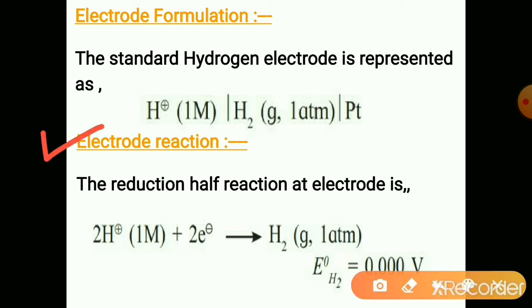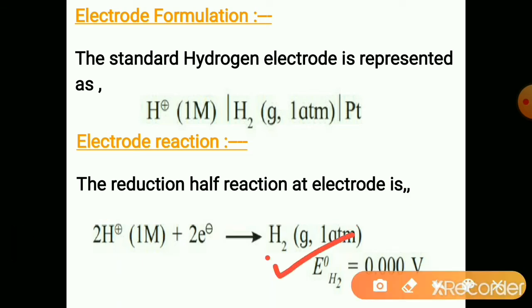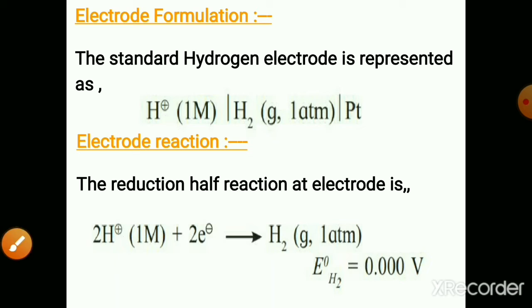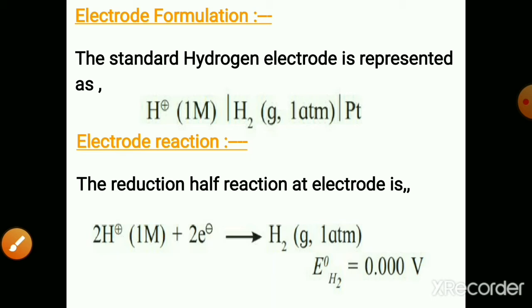Corresponding electrode reaction: when we write an electrode reaction, by convention we write its reduction reaction. So reduction of hydrogen ions takes place to give hydrogen gas. The pressure is 1 atmosphere. Its potential is arbitrarily taken as 0 volt. So this is about the electrode representation and electrode reaction of the standard hydrogen electrode.